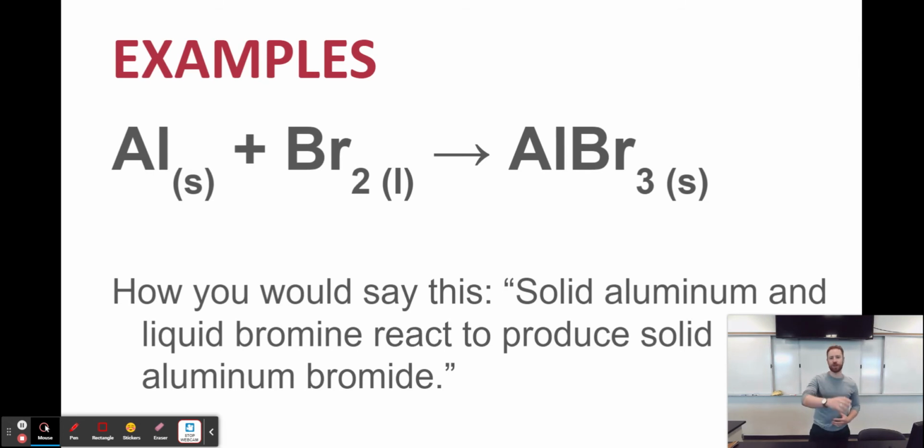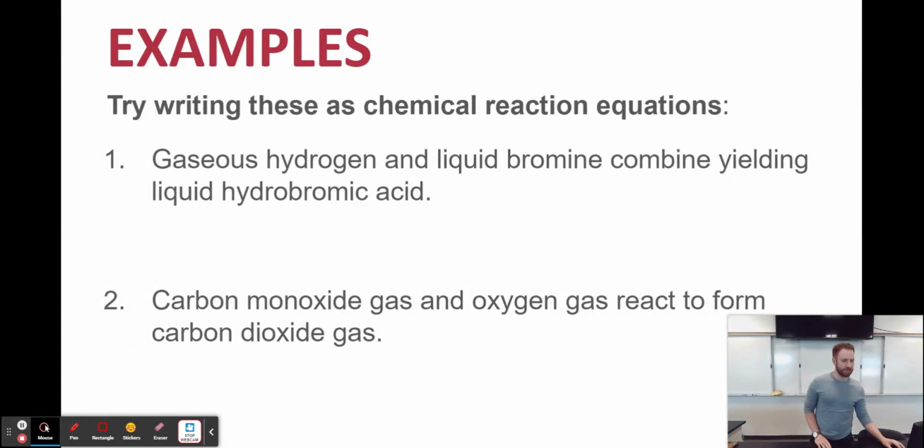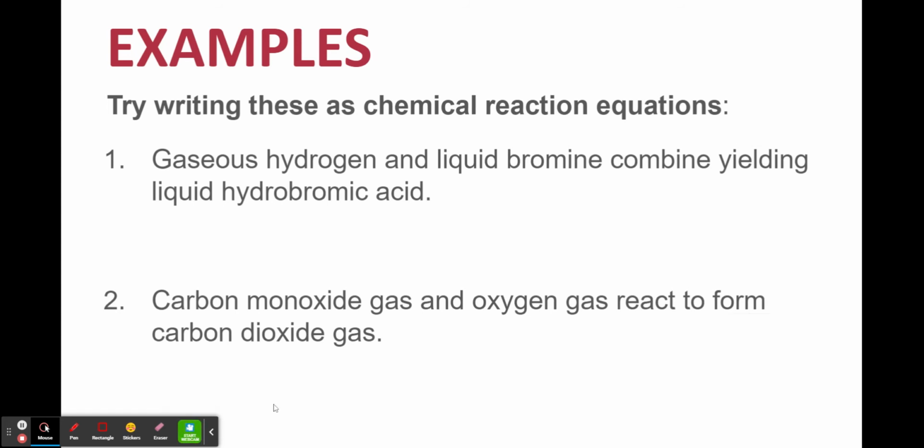Here's where all of that work we did for the last week and a half on compound nomenclature for covalent and ionic bonds is going to come in handy, right? AlBr3, you know that that is an ionic compound and it is aluminum bromide. So what I'm going to do is stop the video for a moment and ask you to go the other direction. From these sentences, write out reaction equations. So pause the video, come back in a few minutes when you're done, and I will show you how it's done.